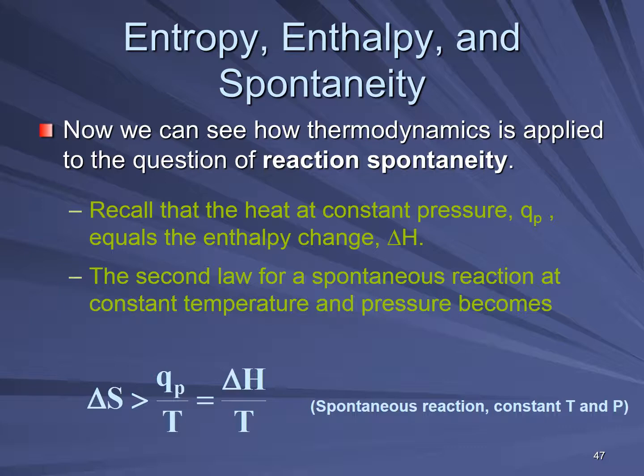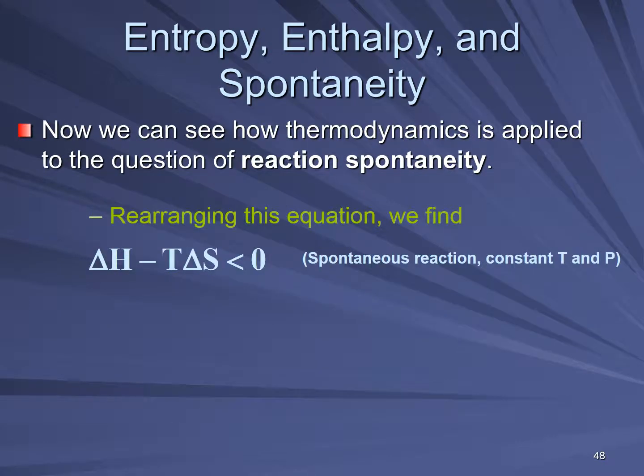Since we said the second law, delta S is always increasing for a system, and that it's greater than the heat at constant pressure over T, and we saw this earlier. So that's the same as delta S is greater than delta H over T. We can rearrange this equation and bring the delta H over and multiply by T, and we get this equation. Delta H minus T delta S is less than 0 for a spontaneous reaction at constant temperature and pressure.